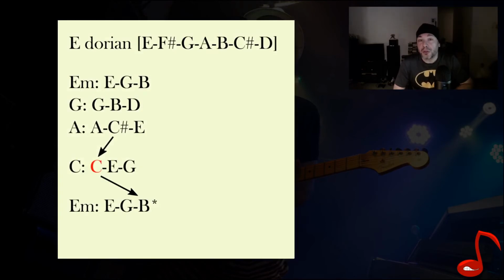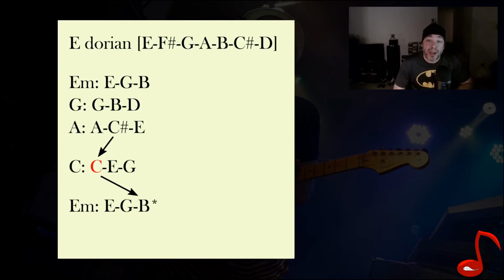So we're still in E Dorian, and the first three chords are in E Dorian, no problem there. The fourth chord is a C major, and obviously as the C, and there's no C in E Dorian, that should be a C sharp.